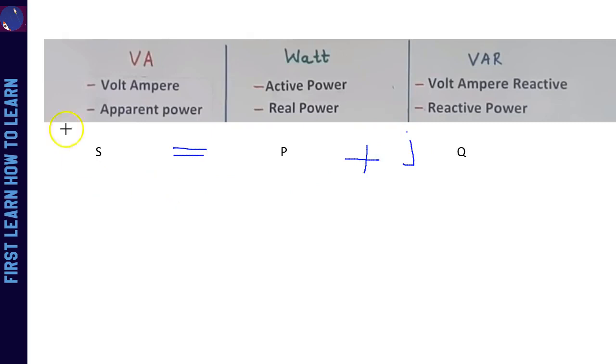The individual formulas are, for apparent power S can be written as S is equal to V into I star. So here in this formula, V is the applied voltage in RMS form and I is the current taken from the applied voltage source in RMS form. So P can be written as I RMS whole square into R.